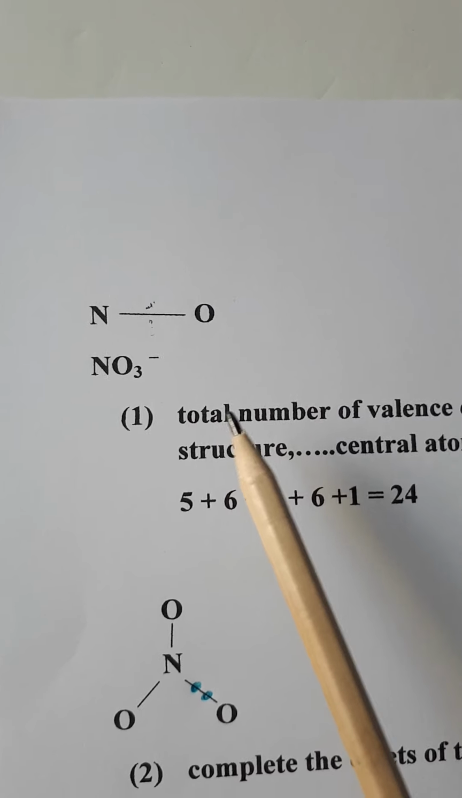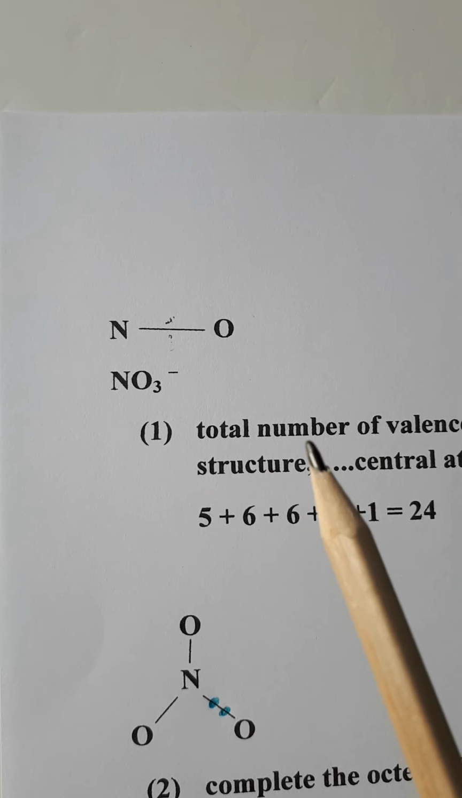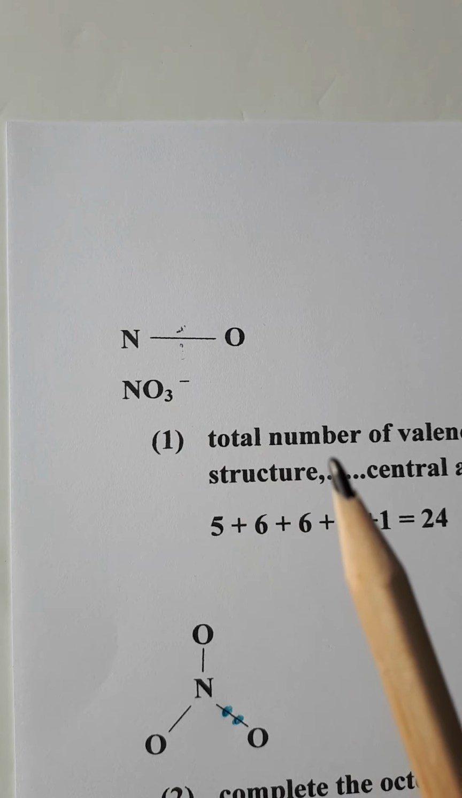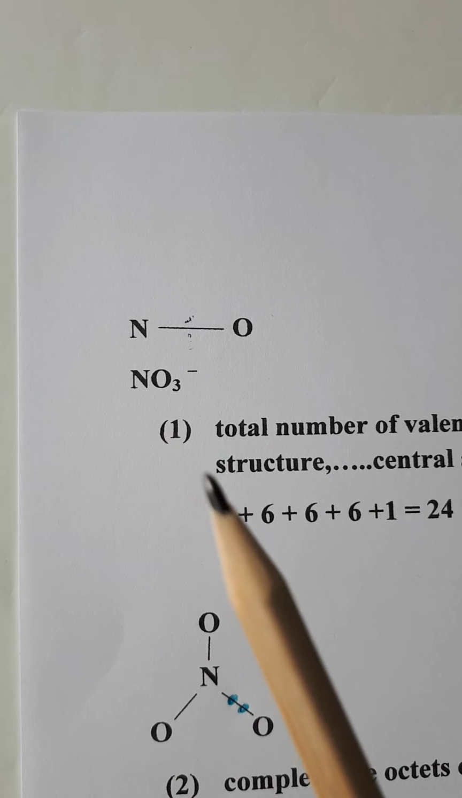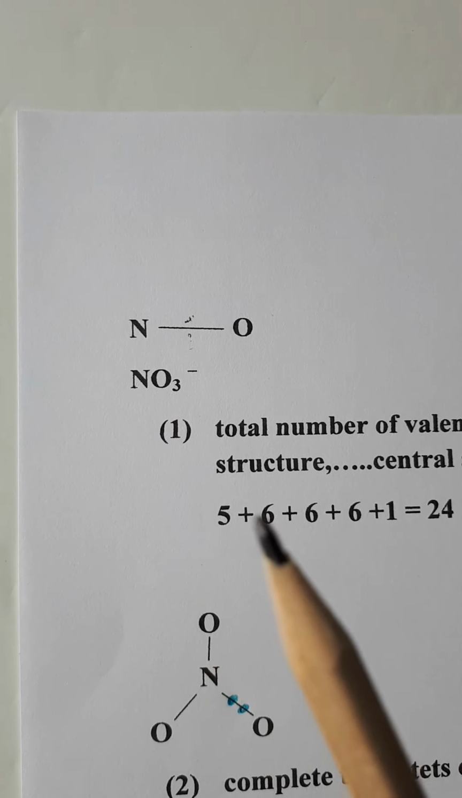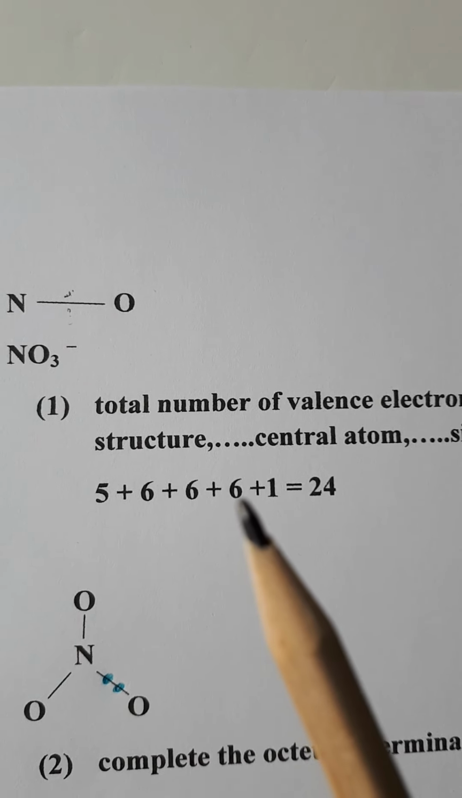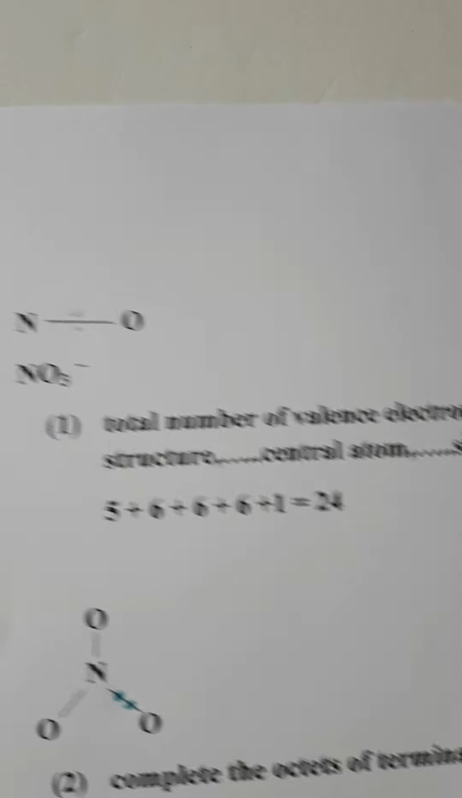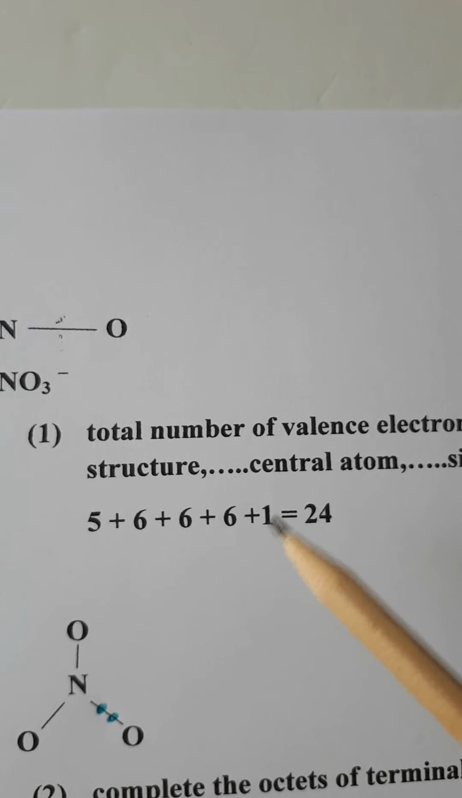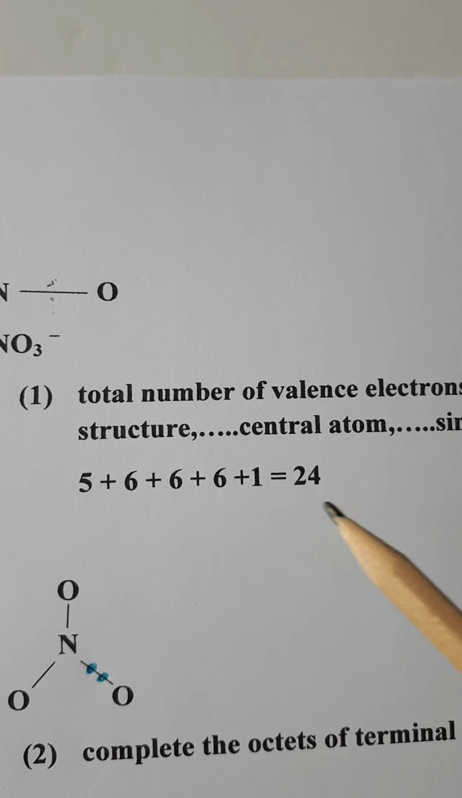Now we are going to see the structure of the nitrate ion. There are some steps to follow. We have to count the total number of valence electrons in this species. As we talked about a few minutes ago, nitrogen has 5 electrons in its outermost shell. Each oxygen atom has 6 electrons in the outermost shell, and the whole thing has a -1 charge. For that minus, we have to add 1. So altogether we have 24 valence electrons.